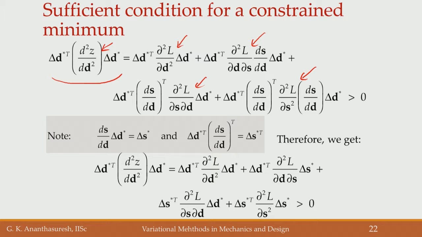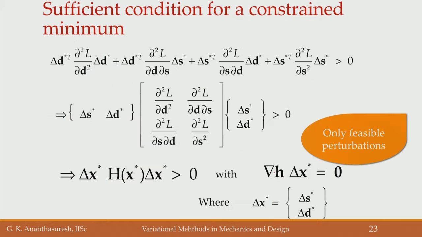And then note a few things: delta s star is nothing but ds by dd times delta d star, and its transpose. If you put all of that and do a little bit more substitution into this, okay, again you have to pause and look at every term to understand if you do not see it right away. So, if we arrange this long expression, where we substitute in terms of delta d star and delta s star, you get something like this. Okay. So, we have the perturbations delta s star, delta d star, which is nothing but delta x star.